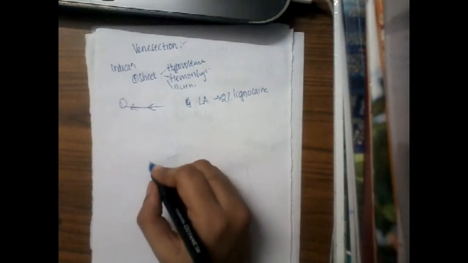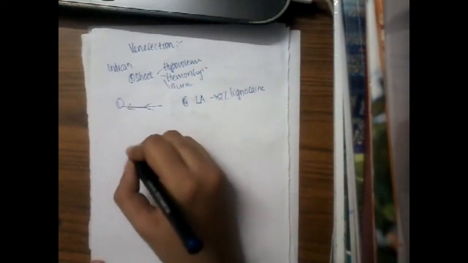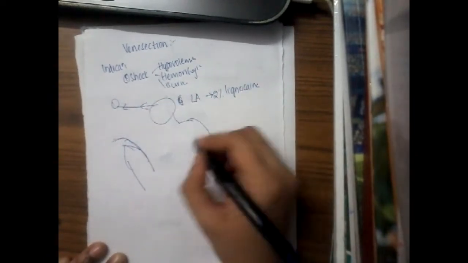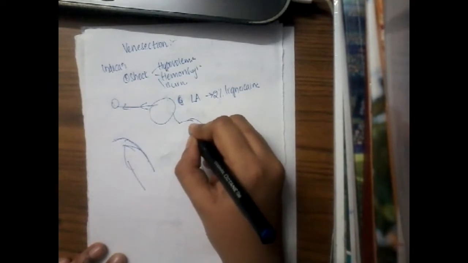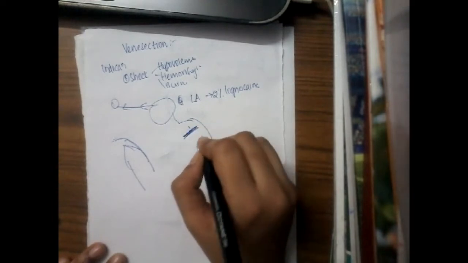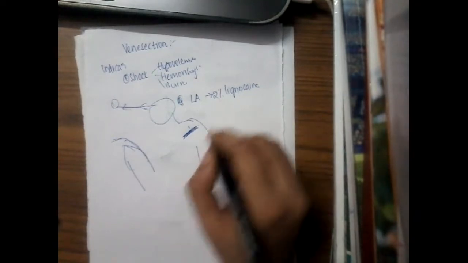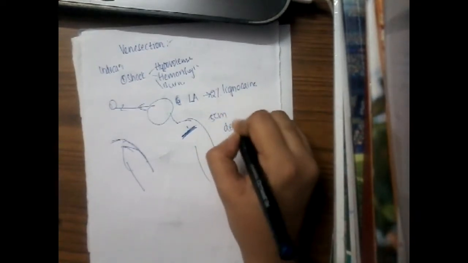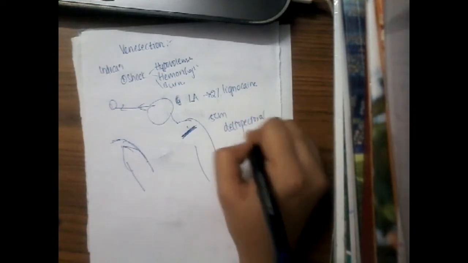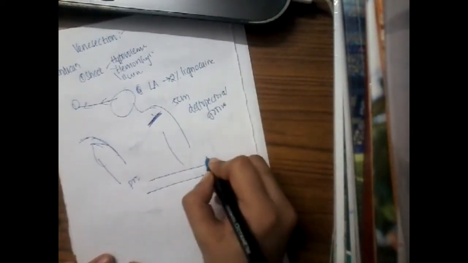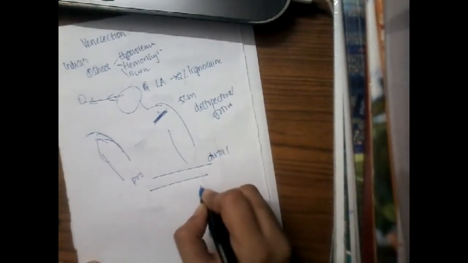So what we do here is, this is the elbow, this is the person. In the deltopectoral groove we will give a transverse incision, about 5 centimeters, and then we will isolate the cephalic vein. Once you have isolated the cephalic vein, think that this is the vein, this is the proximal end, this is the distal end. The distal end of the vein is ligated.